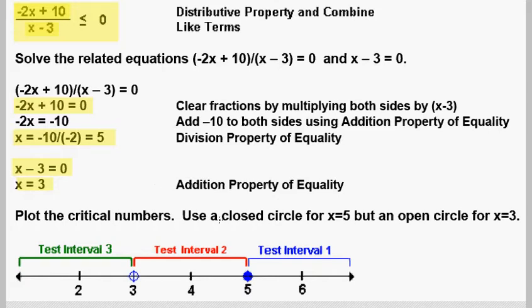However, for the critical value of 3, we use an open circle. And the reason we use an open circle is because if x equaled 3, we'd get division by 0, which is not possible. However, for the critical value x = 5 associated with the numerator, if we plug 5 in, we get 0 = 0. Now that's a solution to the inequality because our inequality is less than or equal to 0. So 5 solves it. So we include 5 as part of our solution.